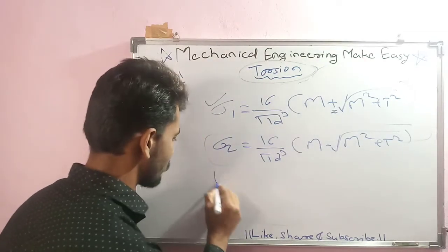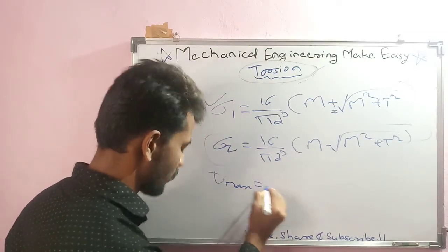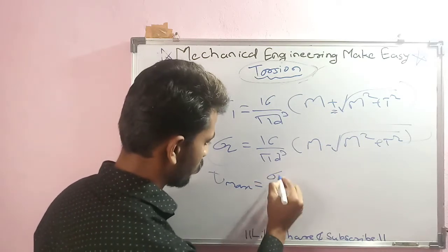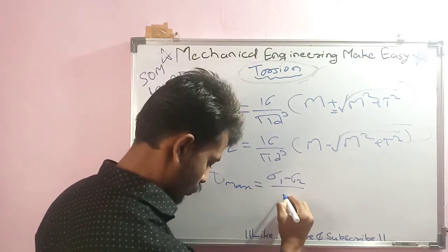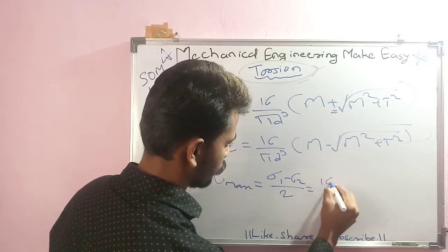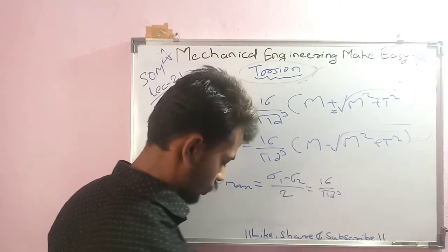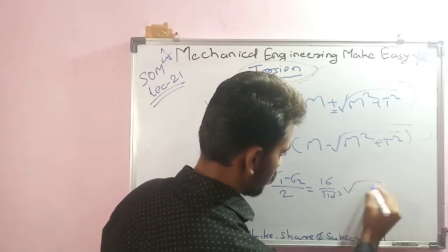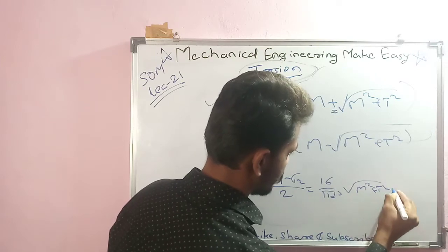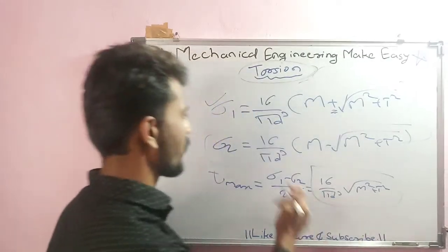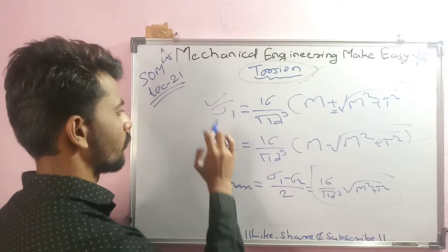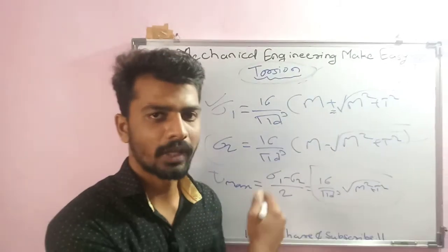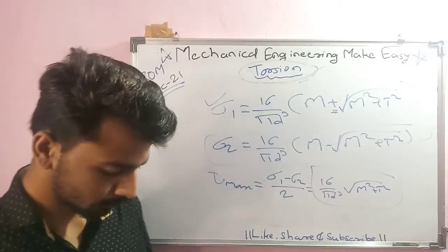And then tau max, the maximum shear stress, which is equal to sigma 1 minus sigma 2 upon 2, which is equal to 16 upon pi d cube into under root of m square plus t square. This formula I have again manipulated by putting the values of sigma 1 and sigma 2, and you can also cross check it at your end.